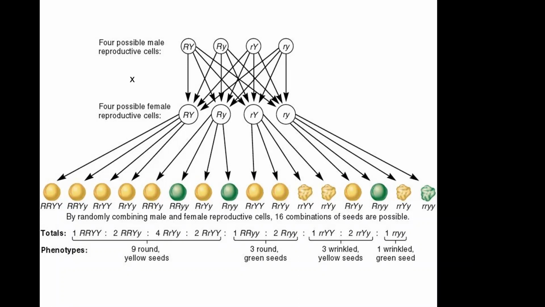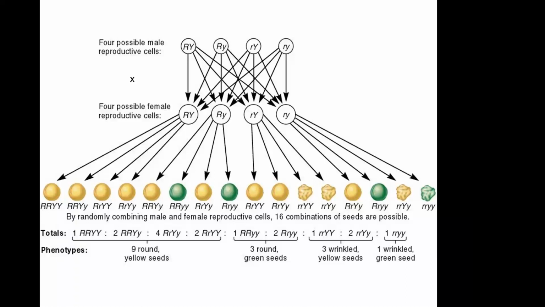Now, phenotypically, this will look one way, and all these will look the same way. They would be yellow and round. These would be round and green. These would be wrinkled and yellow. And this one would be wrinkled and green, okay? So we have a phenotypic ratio that's different from our genotypic ratio. Our phenotypic ratio is 9 dominant to 3 hybrid to 3 hybrid to 1 recessive.